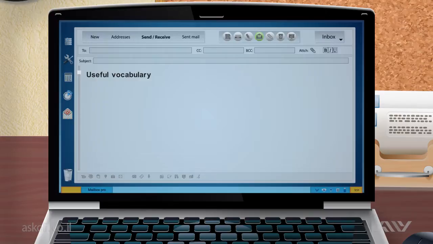Useful vocabulary. I think you'll find a lot of these abbreviations, a lot of these words in many of the mails that you're receiving and sending.